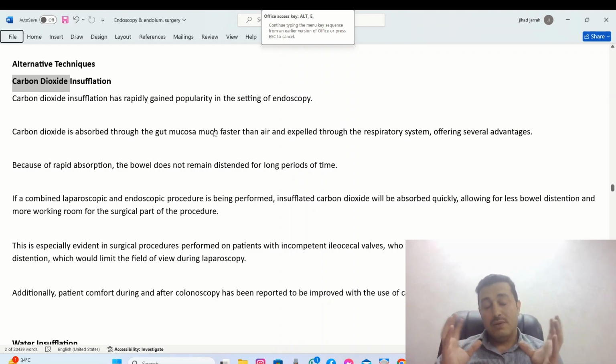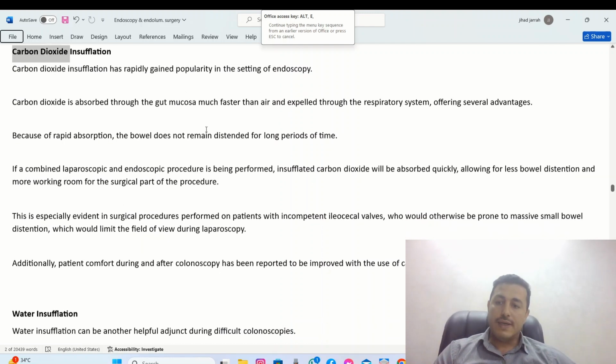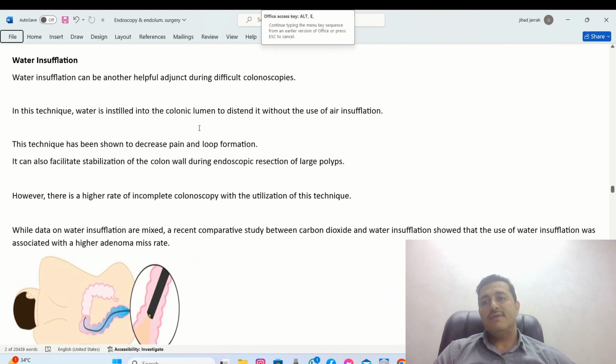If we want to combine a laparoscopic and endoscopic approach, it's preferable to use carbon dioxide. This is because less bowel distension will happen, and this will facilitate our work with laparoscopy, especially if the ileocecal valve is incompetent. If it's incompetent, with inflation the small bowel will get larger, and this will make our laparoscopic job harder. Okay, another technique we can use is water insufflation.